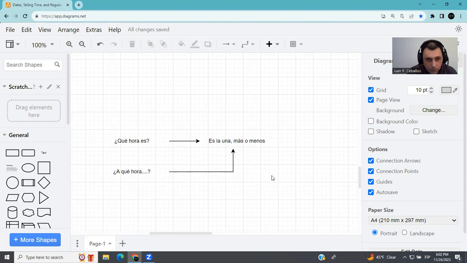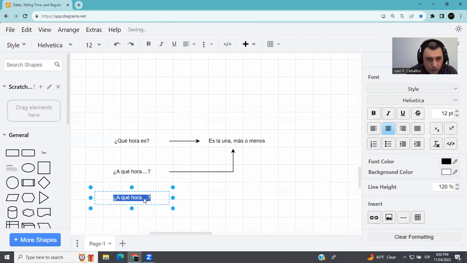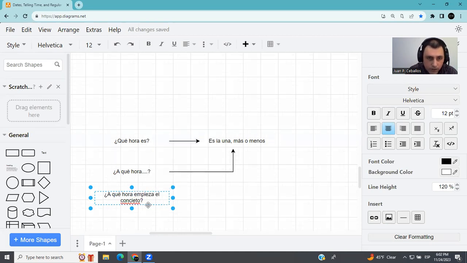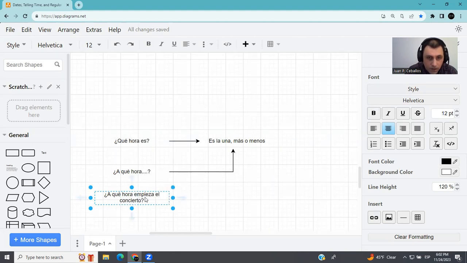So I'm going to give you an example with this one. ¿A qué hora empieza el concierto? At what time does the concert start? Or let's say, at what time is the concert? To make it less confusing, I'm going to use the same verb we have here. Remember that the verb can change, it doesn't matter. But ¿a qué hora empieza el concierto? O ¿a qué hora es el concierto? What time is the concert?